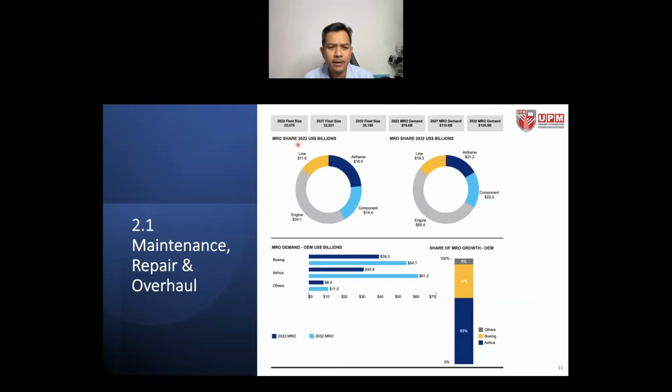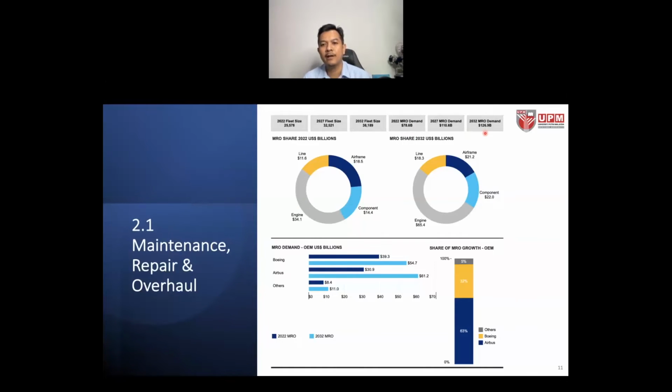So if we look here, there's a comparison between MRO shares in year 2022, and this is the result for line maintenance, 11.6 US billion. This is the world MRO share, and airframe maintenance 18.5, component 14.4, and the largest is the engine MRO. If we look at the comparison up here, I will upload this particular slide in Putra Blast later on. The fleet size is around 25,000, and it will grow until 38, the same number that we have already shared earlier, right?